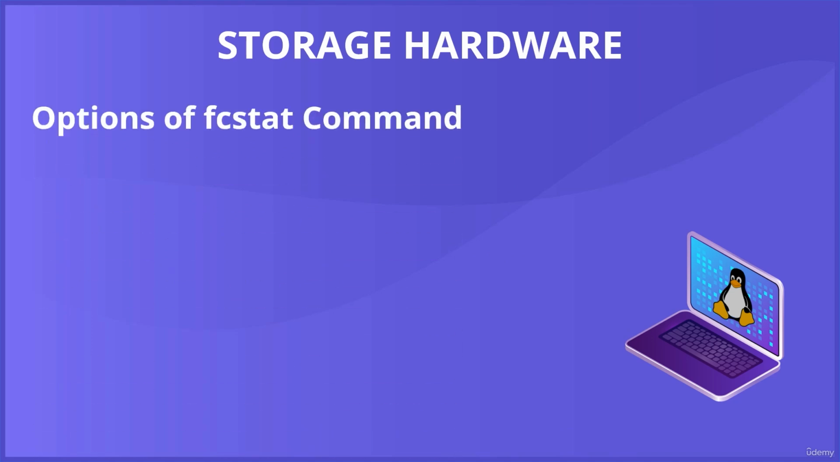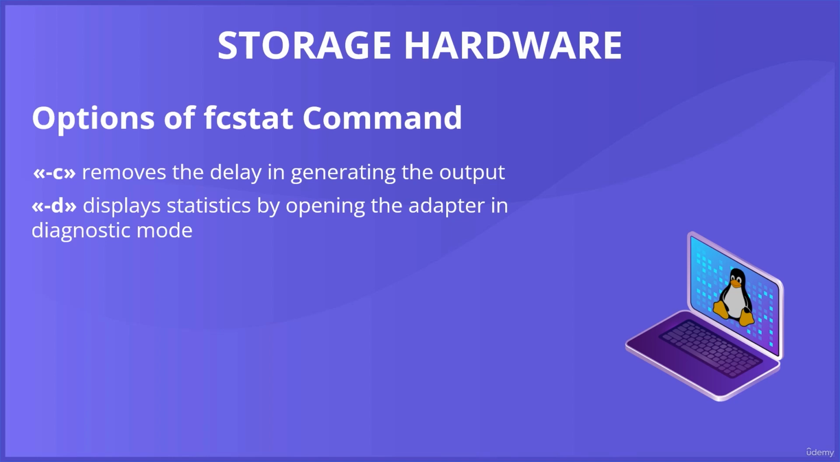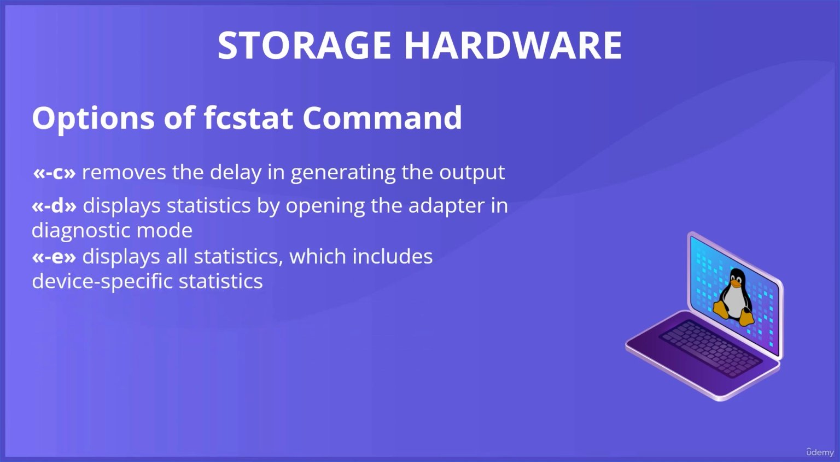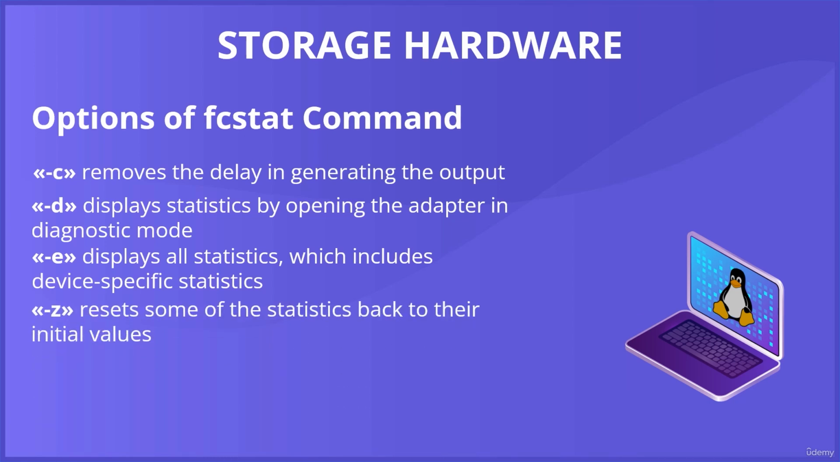Right, so let's have a look at some of those options of fcstat. The first of them is -c, which removes the delay in generating the output. The other is -d, which displays the statistics by opening the adapter in diagnostic mode. Then we've got another one, -e, which is going to display all the statistics, which includes the device-specific statistics. And the last one would be -z, which is going to reset some of the statistics back to their initial values.